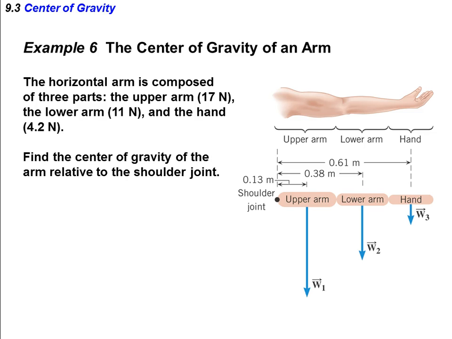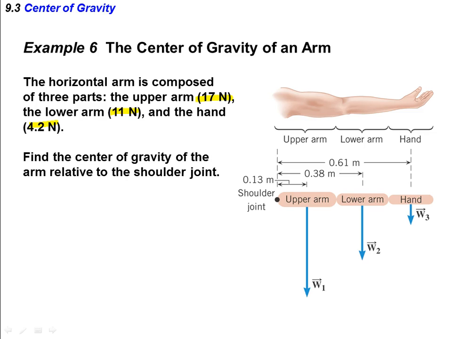So let's look at an example using this idea, and it's actually an example that we had in the previous video with this upper arm. We have a horizontal arm, and it's composed of 3 separate parts. So we're going to say the upper arm, which weighs 17 newtons, the lower arm, which weighs 11 newtons, and the hand that weighs 4.2 newtons. We want to find the center of gravity of the arm relative to the shoulder joint.